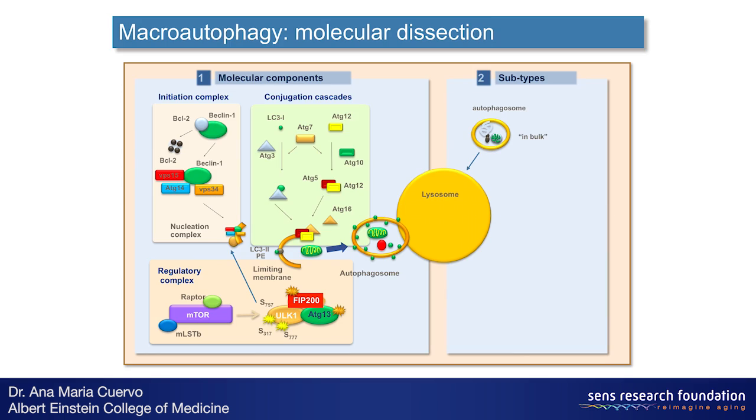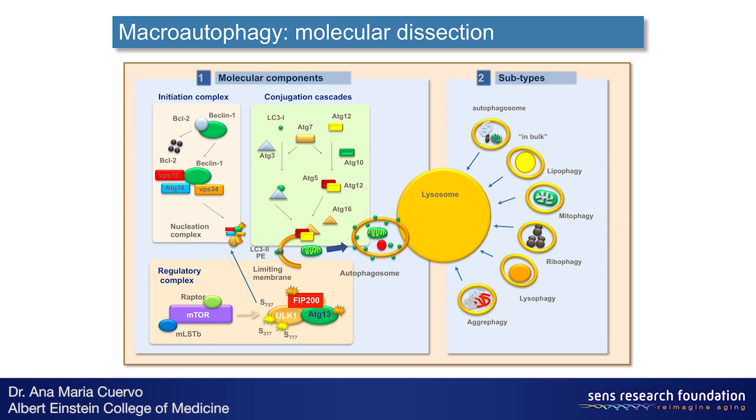You have still the in-bulk autophagy that corresponds to the degradation of a mix of components from the cytosol altogether, but you can also selectively degrade particular cellular components. For example, we talk about lipophagy, when you are degrading lipid droplets to obtain energy, mitophagy, when you are degrading mitochondria to eliminate any damaged mitochondria from inside the cell, and also many other organelles that gave rise to ribophagy, lysophagy, or aggregophagy. And the number of processes keeps growing as we learn more about this process.